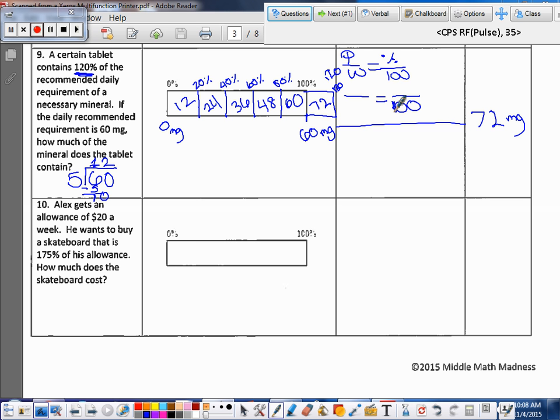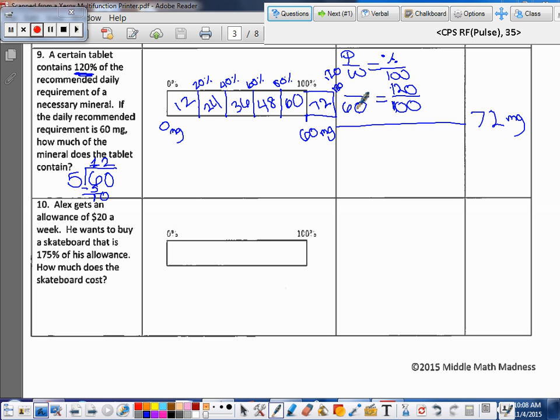Over the what? The 100. Thank you. So 120 goes right here. It doesn't matter if it's more than 100%. It always goes with the 100 because percent means 100. Claudia, help me out. X over 60. Why? Because we have 60 and then we don't know the top.